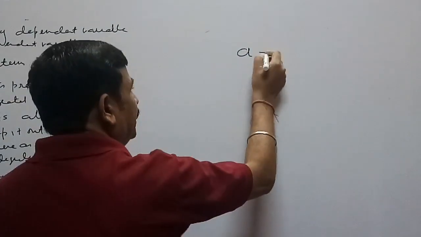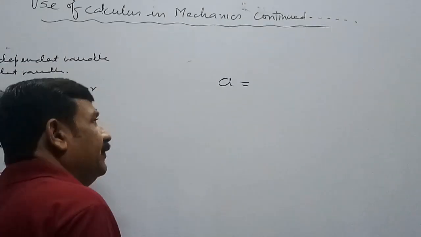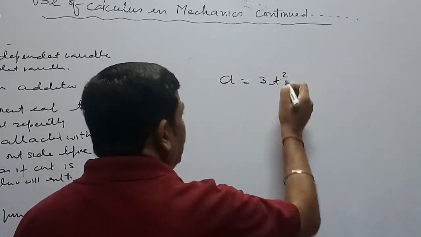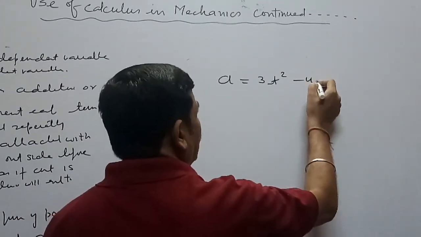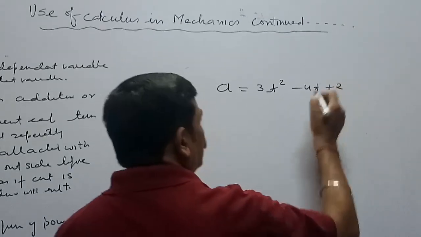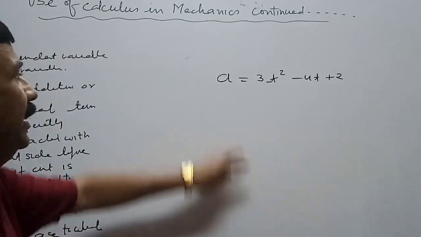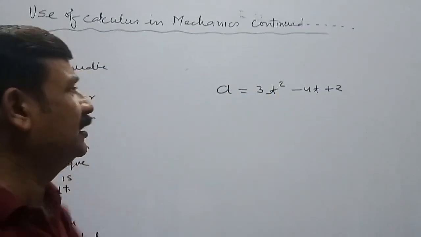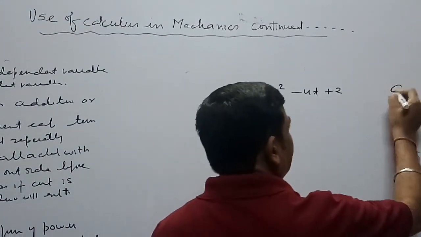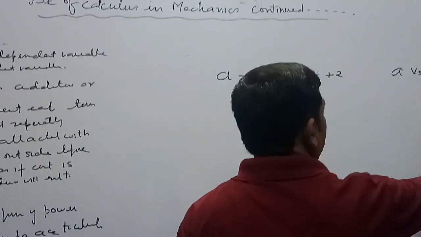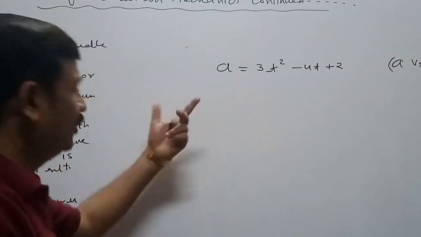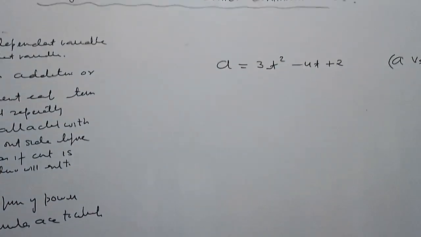Suppose the acceleration versus time equation is given to you: a is equal to 3t square minus 4t plus 2. Here a represents acceleration and t represents time. This is the acceleration versus time equation. They are asking to find the velocity of the body after 2 seconds.